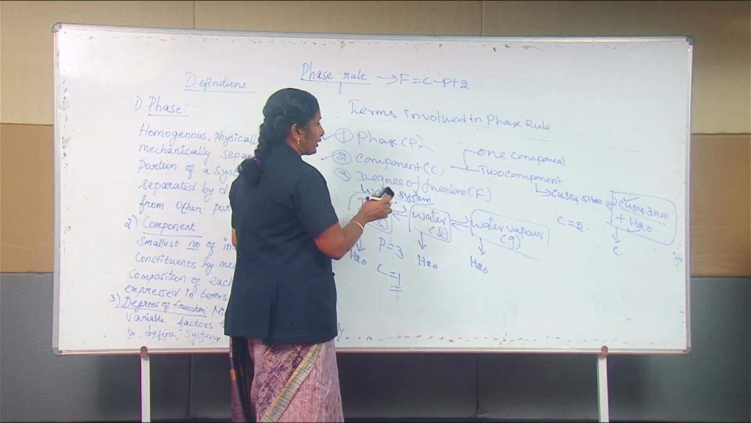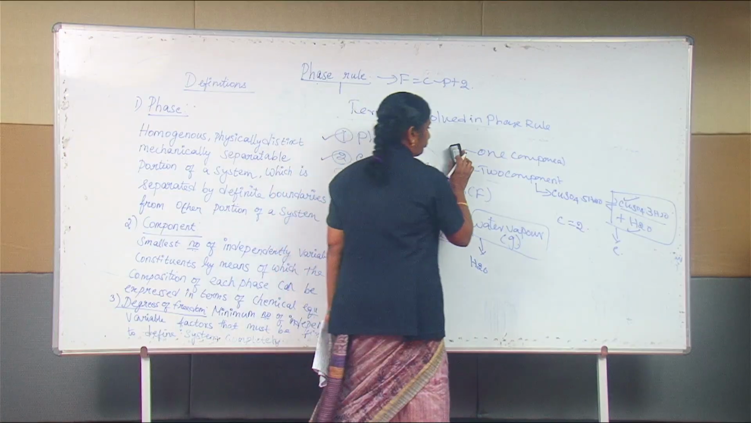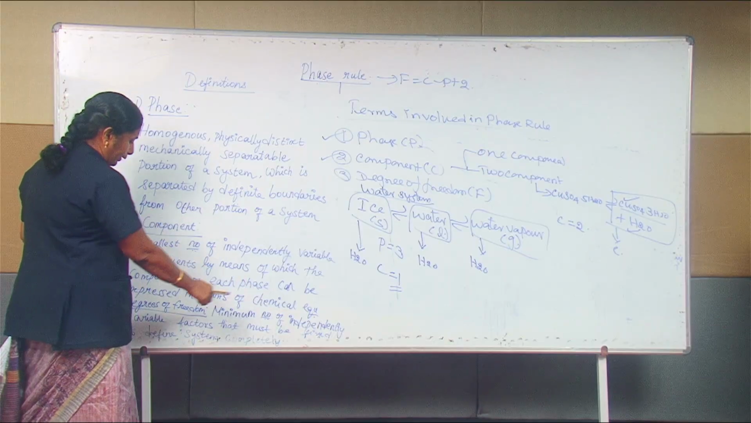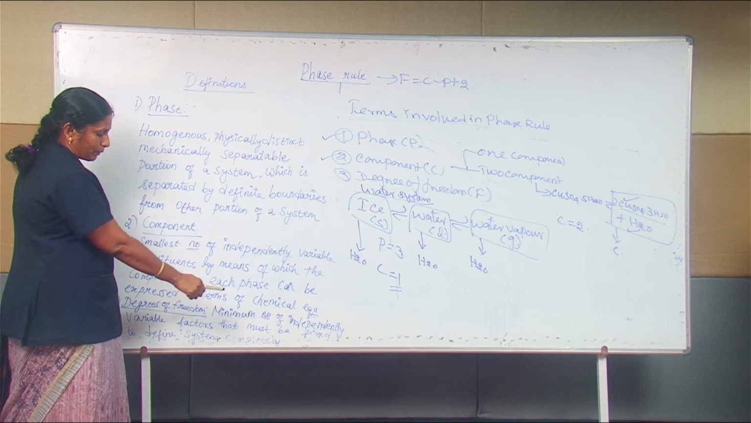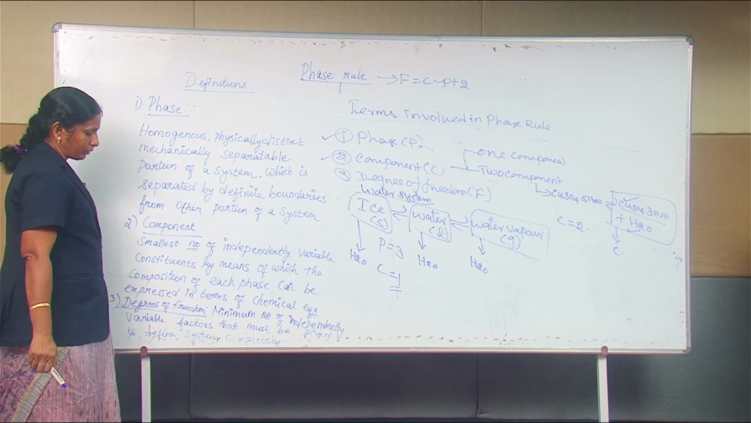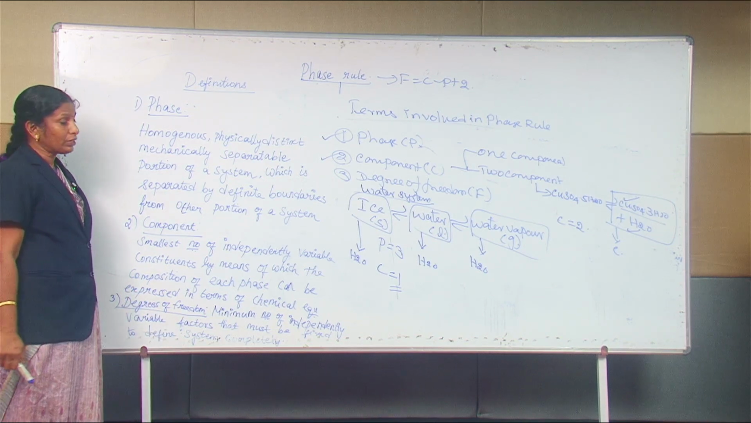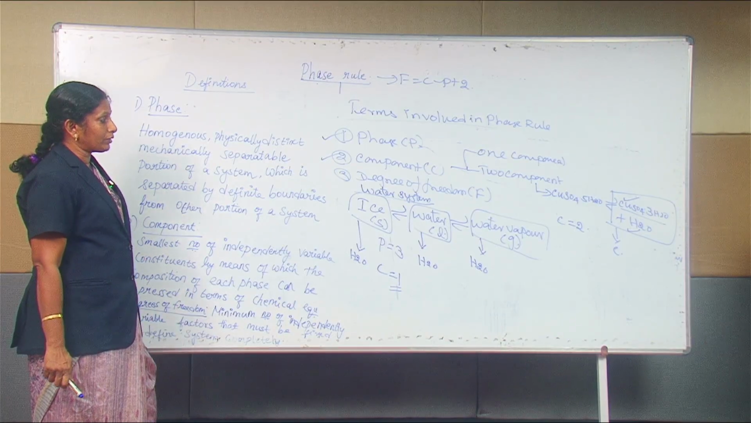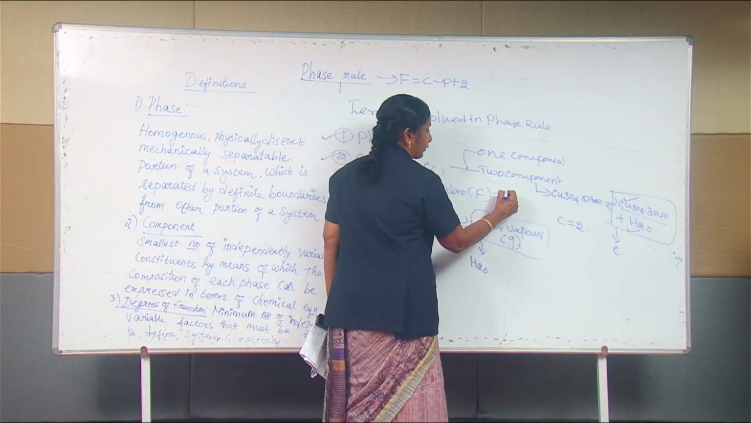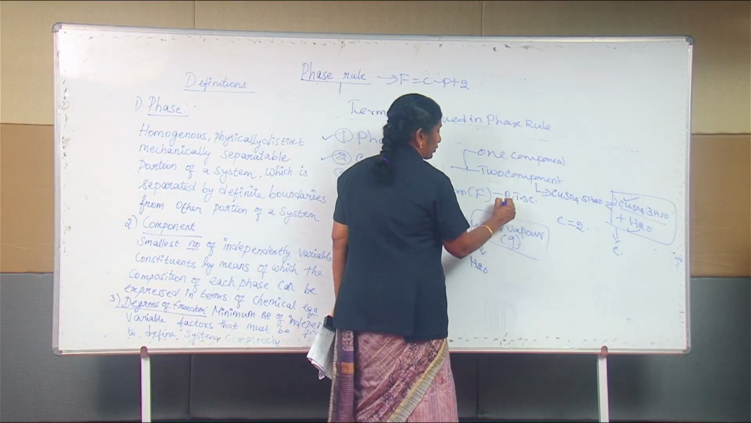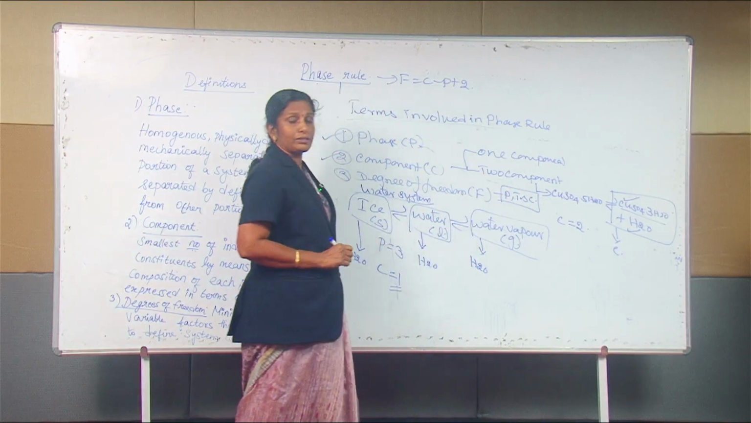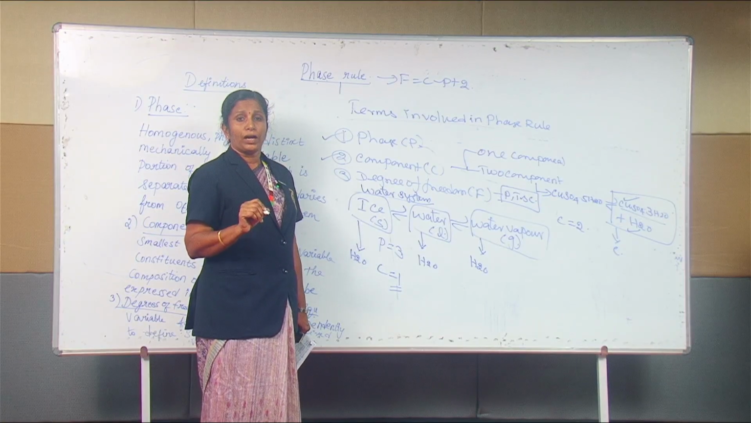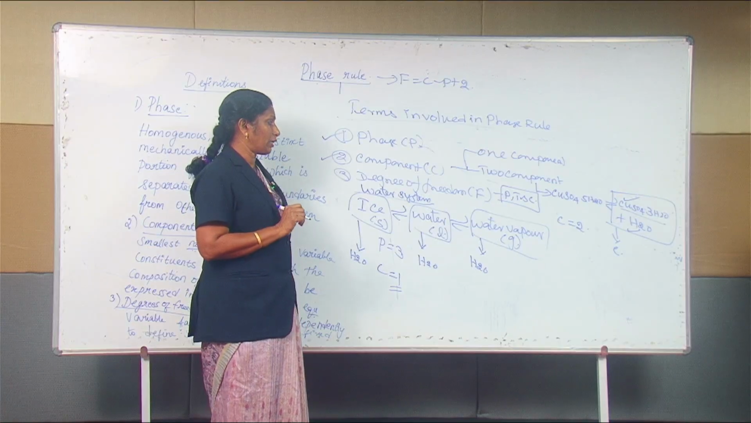Our next one is degree of freedom. Now see the definition for degree of freedom. Minimum number of independently variable factors that must be fixed to define the system completely. This is the definition for degree of freedom. That is, any one of the variable factors, that is pressure, temperature and concentration, must be fixed in order to define the system completely, and then it is also used to calculate the degree of freedom.